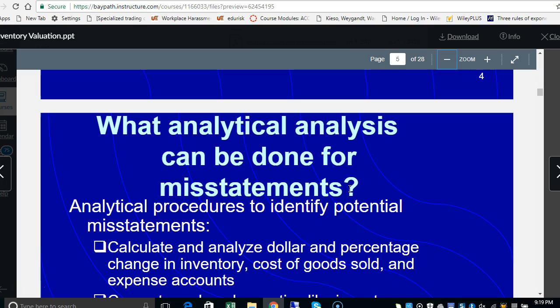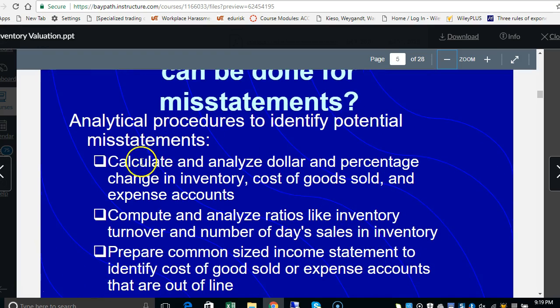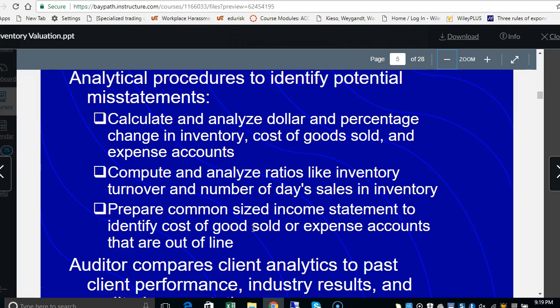This slide discusses the analytics that can be done as far as misstatements. The procedures to identify potential misstatements: calculate and analyze dollar and percentage change in inventory, cost of goods sold, and expense accounts. Compute and analyze ratios like inventory turnover and number of days sales in inventory. Prepare common size income statements to identify cost of goods sold or expense accounts that are out of line.